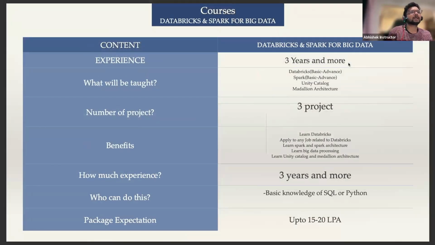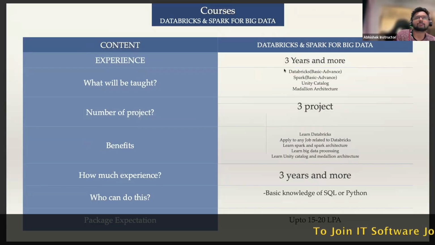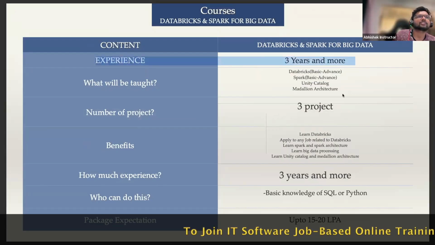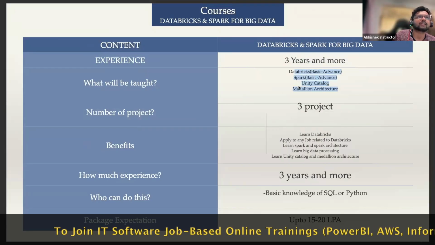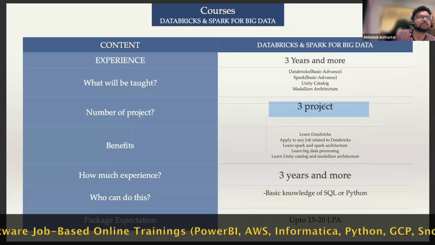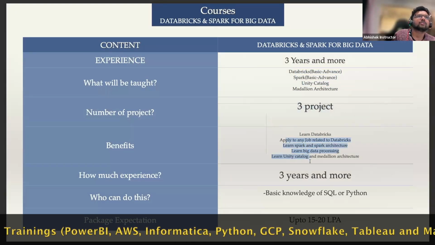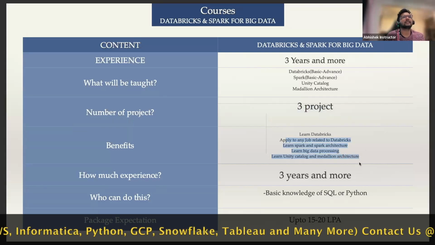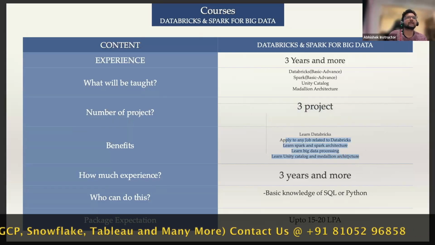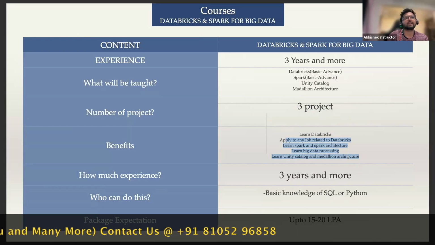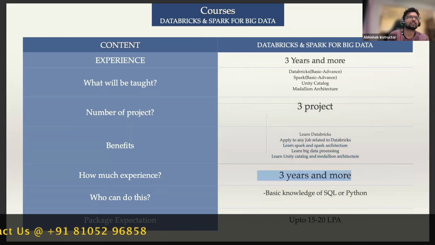In Databricks and Spark, you need prior SQL and Python knowledge. You really need to know SQL and Python to do this course curriculum. Here you'll get 3 years of experience. You learn about Databricks, Spark, Unity Catalog, Medallion Architecture, you do 3 projects, and then apply for any job related to Databricks. The Spark knowledge can be applied anywhere else. It gives you 3 years of experience.